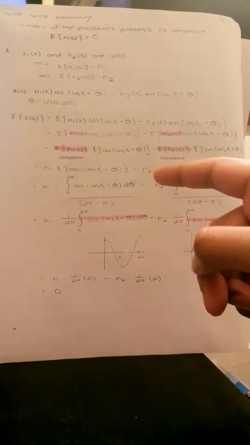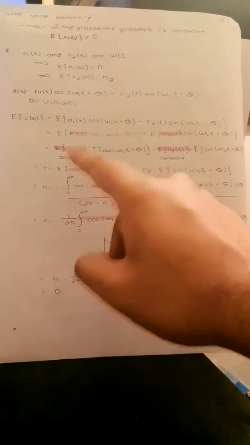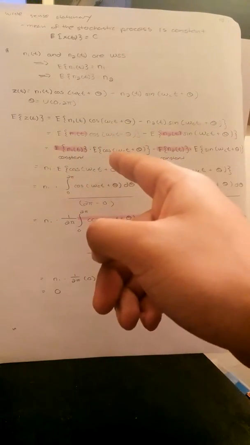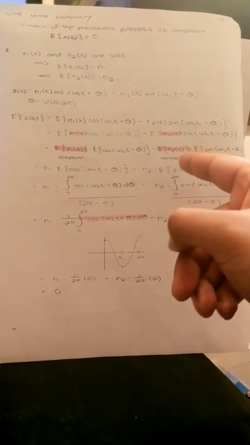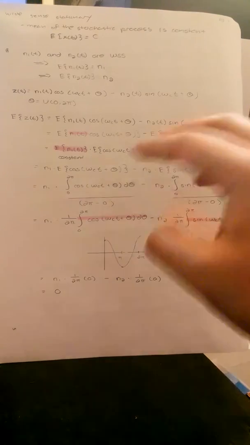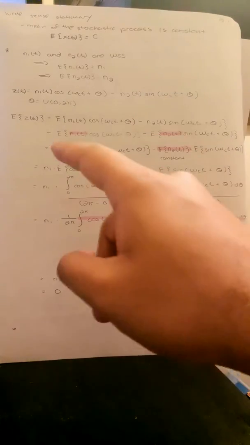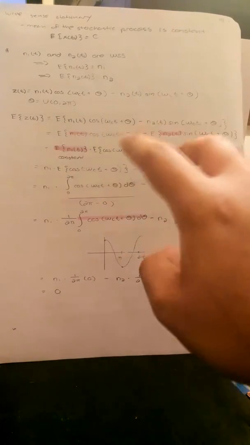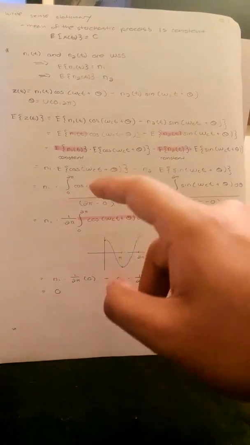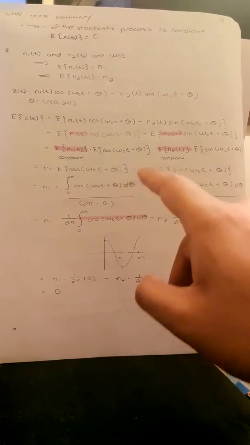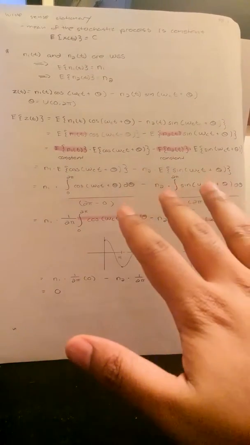Again, we can separate it some more. We can isolate the N1(t)'s and N2(t)'s, so the expected value of N1(t) times the expected value of cosine(ωc t plus θ) minus the expected value of N2(t) times the expected value of sine(ωc t plus θ). Since N1(t) and N2(t) are wide sense stationary, those two are going to be constants, and we'll label them n1 and n2 respectively. So over here we have n1 times the expected value of cosine(ωc t plus θ) minus n2 times the expected value of sine(ωc t plus θ). So we have our n1 and n2 taken care of.